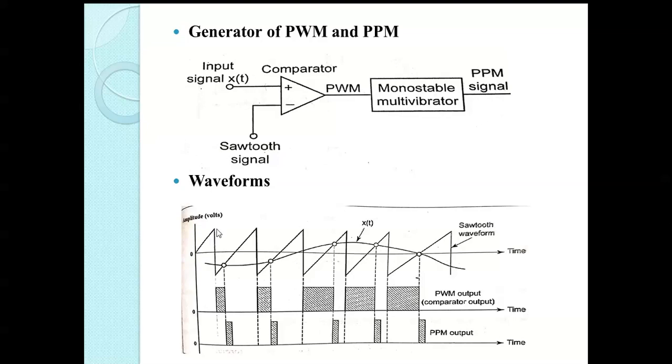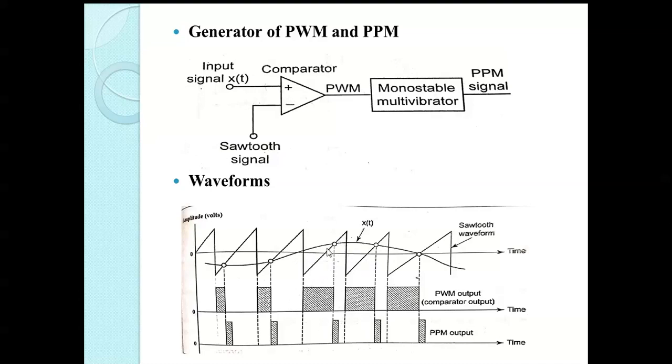Here you can see this is the sawtooth output, and this is my x of t, the input signal. These two have to be compared, so they are overlapped like this, as shown. At each instant you have a pulse generated. I compare these two and the pulse is generated. The width is larger when my input is of higher magnitude, and the width gets reduced when the input is of lesser magnitude. Here you can see the width from here to here, and from here to here.